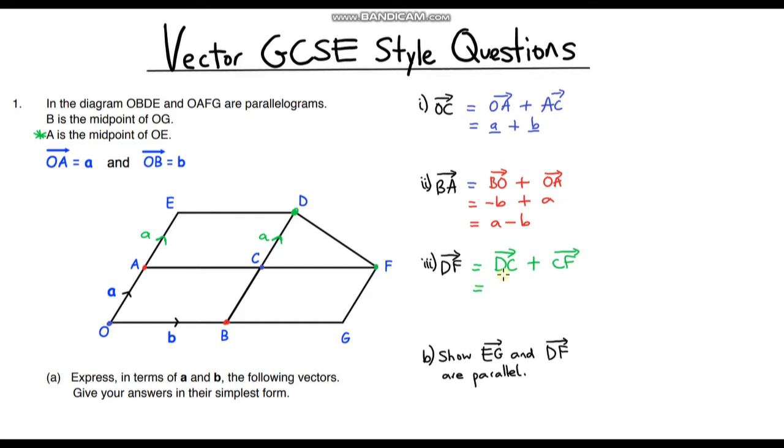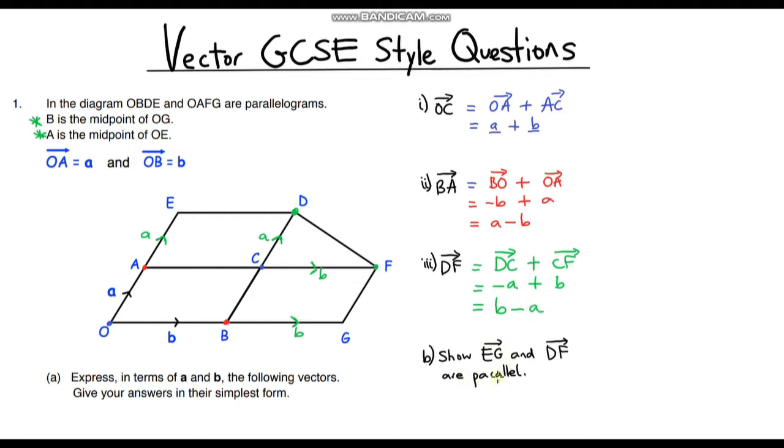So we're trying to find the vector DC. Well, DC is the opposite direction to our vector A, so it will be negative A. And then we're going to add on CF. And just like before, it says B is the midpoint of OG. So if this is the midpoint of this line, if this is B, this is also going to be B. And therefore, this is also going to be B. So to go from C to F, we're just going to add on B. So it will be plus B. And again, we can change the order. We can say that that is B minus A.